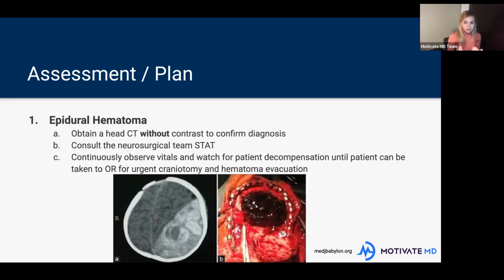And then after we talked to him for a while, when he arrived in the emergency department, he lost consciousness again. And that's really important. That's another piece to our puzzle. That's called a lucid interval, and that is a clue that we could be dealing with an epidural hematoma.